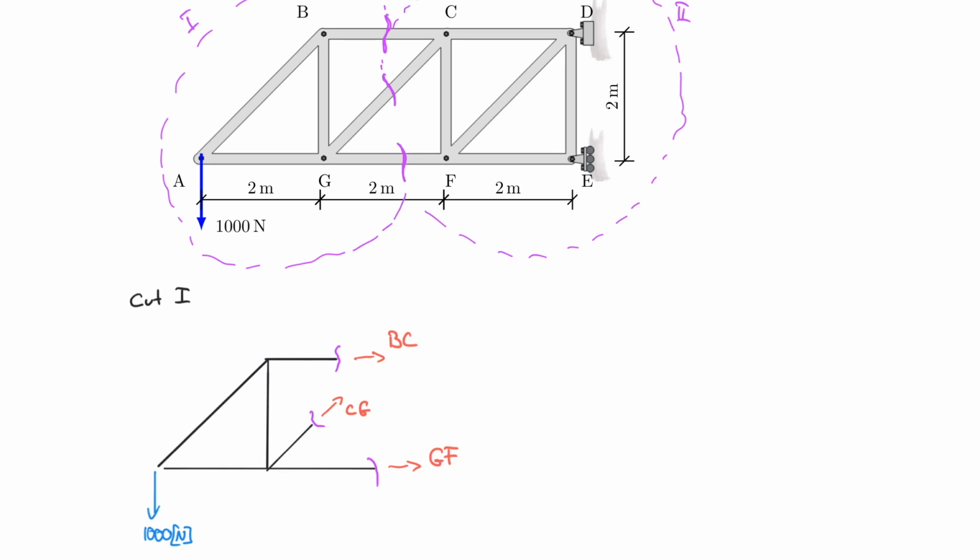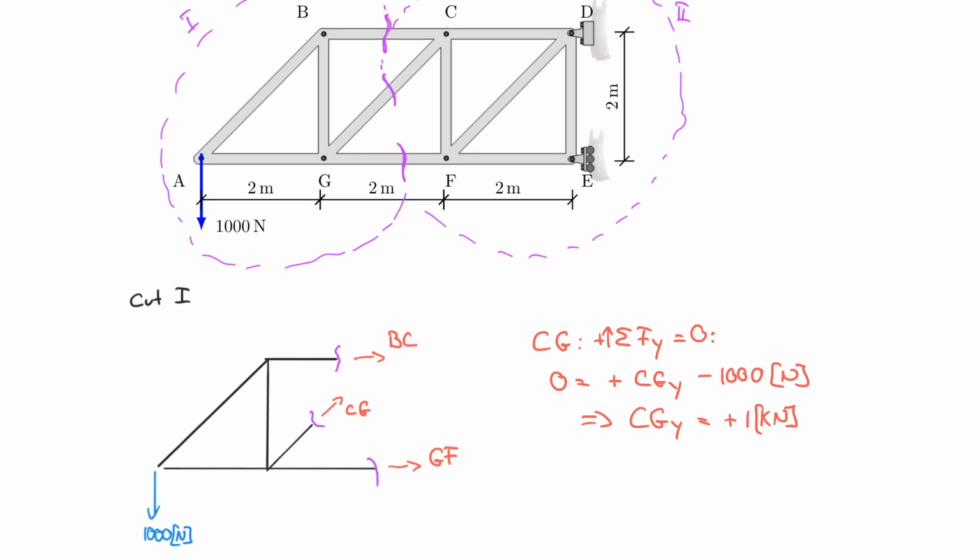So let's say I want to find CG by the sum of the forces in the y direction being equal to 0, upwards positive. 0 is equal to plus CGY minus 1000 Newton. So I know that CGY is equal to plus 1 kilonewton, and the plus tells me that I assumed correctly, so therefore it's actually going in the upwards direction, which means it's in tension. So I got that figured out.